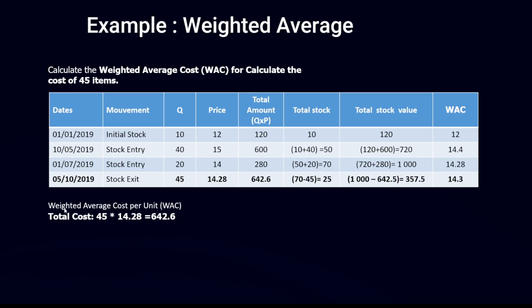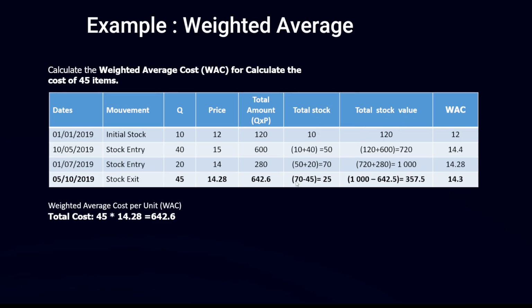Now we come to the stock exit, to our calculation. So we need to reduce 45 items with a price of 14.28, which is the weighted average cost that we have at the beginning of the period. And we get the total cost, 642.6, which is the total cost that will be shown in the cost of goods sold. And this is the amount that will be reduced from the total value for stock.